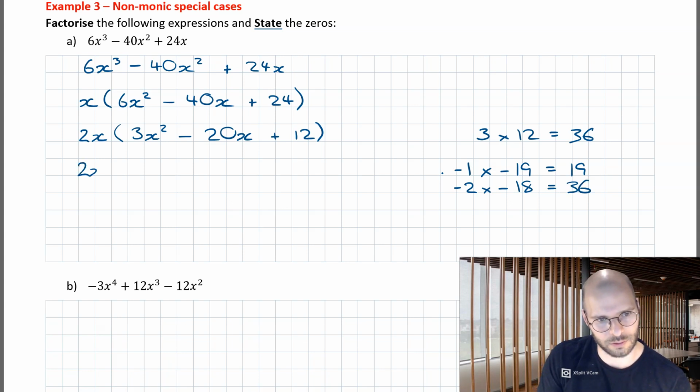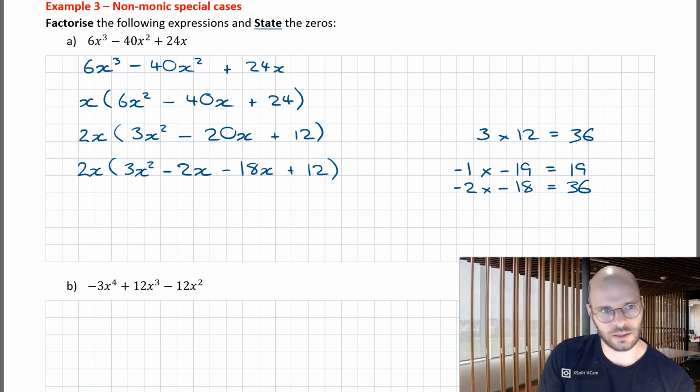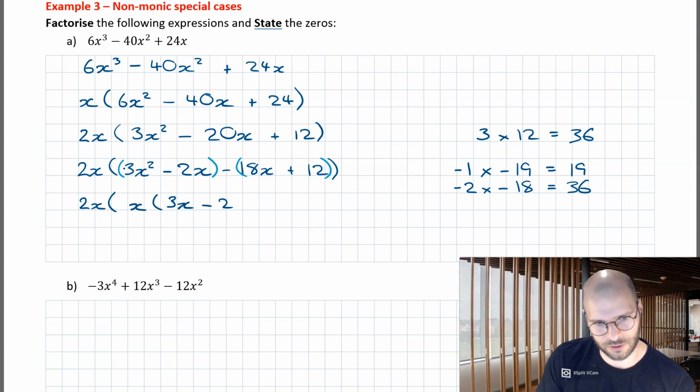So we'll split the middle term now. Next, we will factorize across these implied brackets. We're going to have 2x here. First one, 3 and 2 are prime, so we can't factorize, so we'll just pull out the x. Leave behind 3x, take 2.